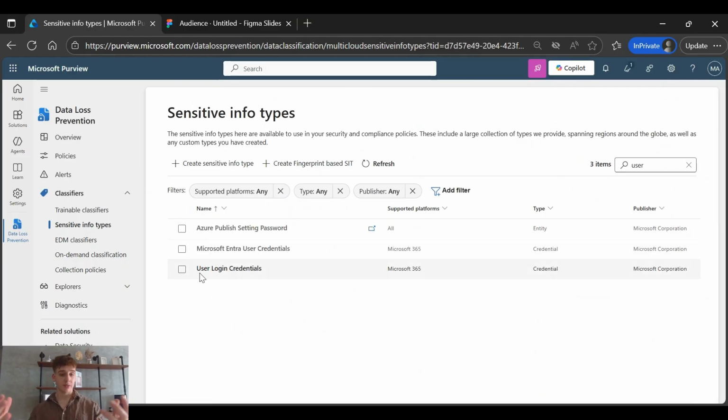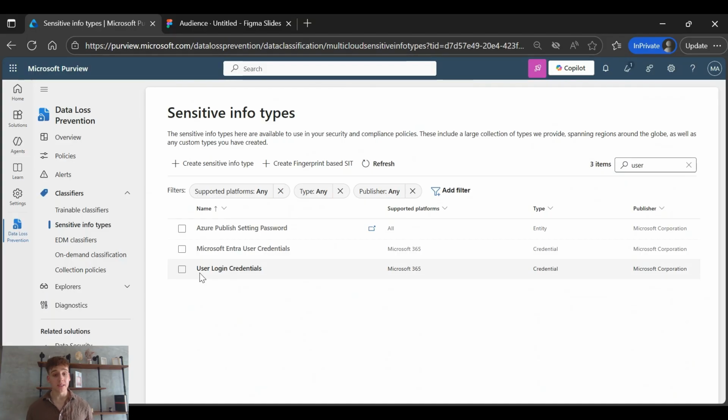We can see here there's different variants and different levels. We have our Entra user credentials as well, but user login credentials is a really nice one just to understand, are people sending usernames and passwords in my organization? They are. A lot of IT teams will notice, especially when you talk to them, they're like, yeah, we know that people are doing it, but it's great to have evidence and it's great to have technology that's already set up for you guys.